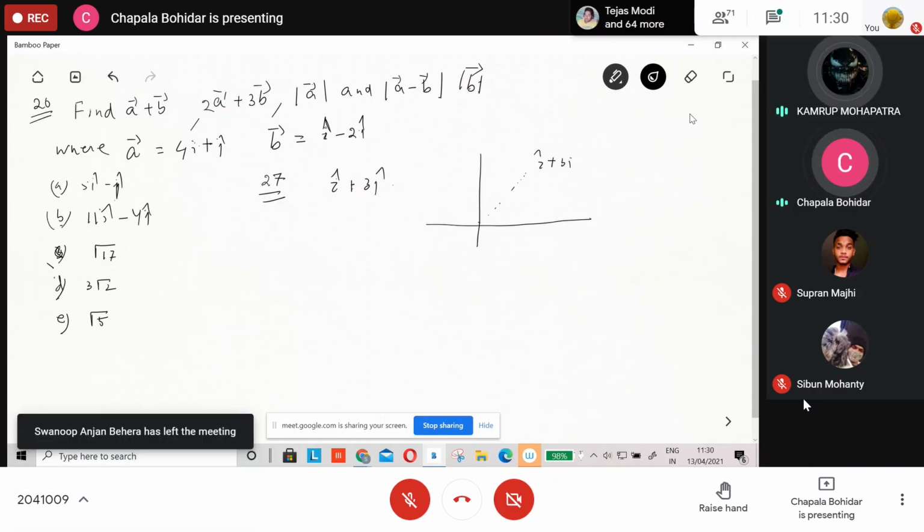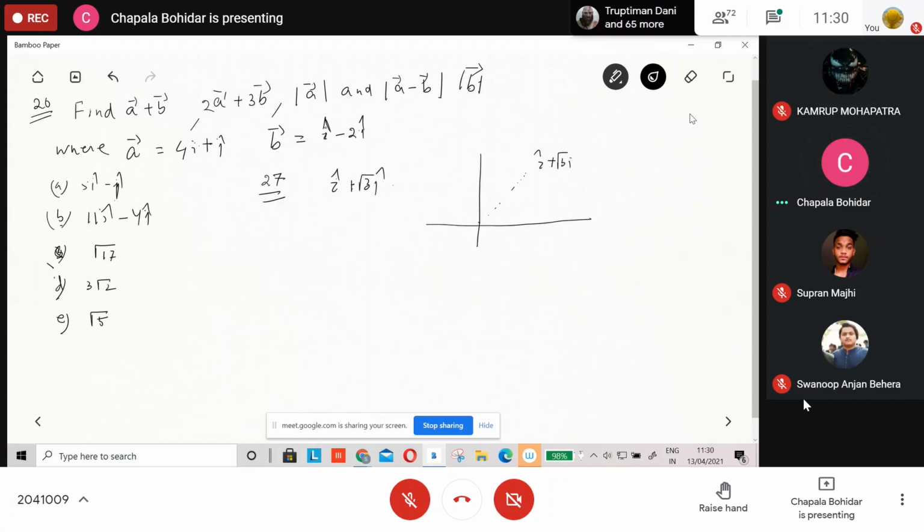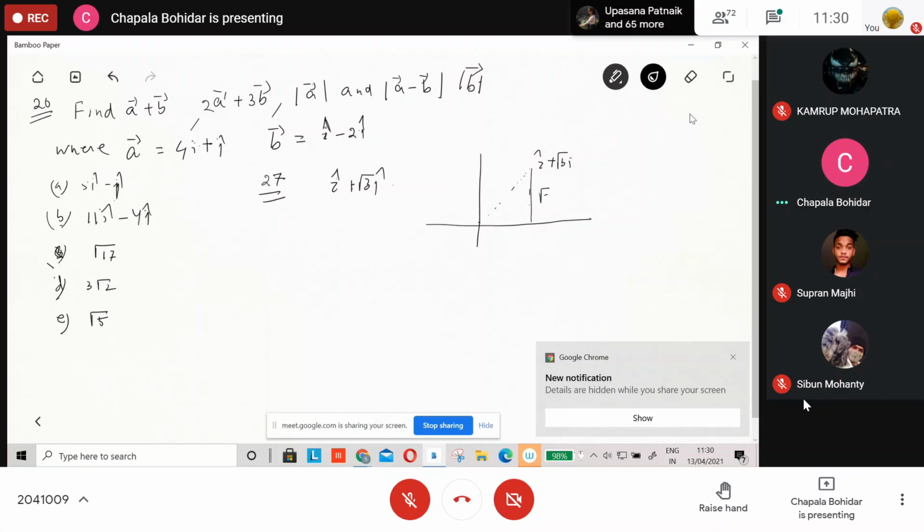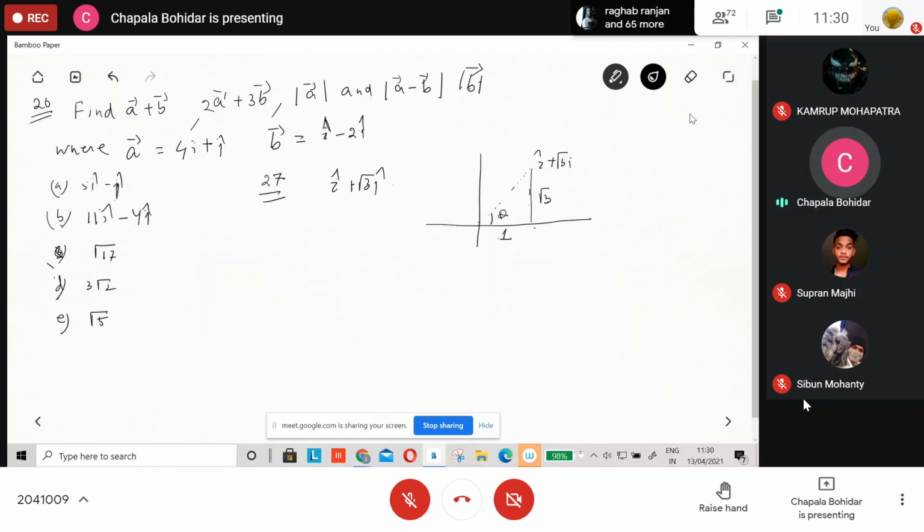Sorry, root 3 j cap. Ma'am, it's root 3. Yes, root 3. So this is your root 3, and this is your angle theta, positive direction it is saying, and this is your 1. Is that clear? Component here is like this, position vector. Clear here?